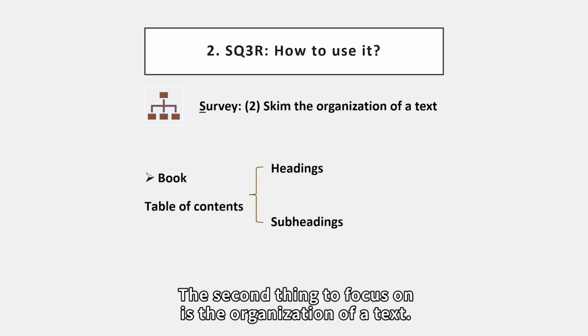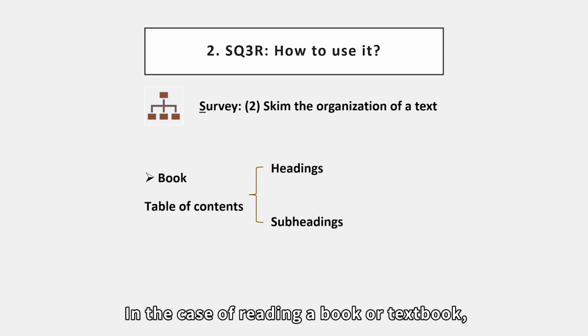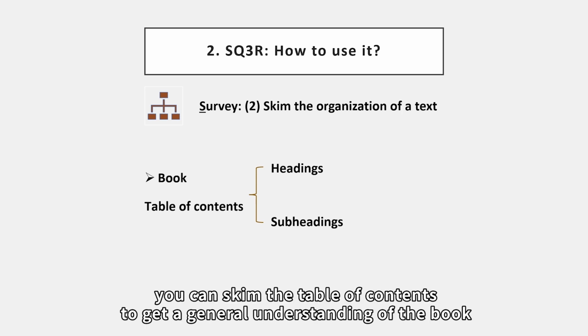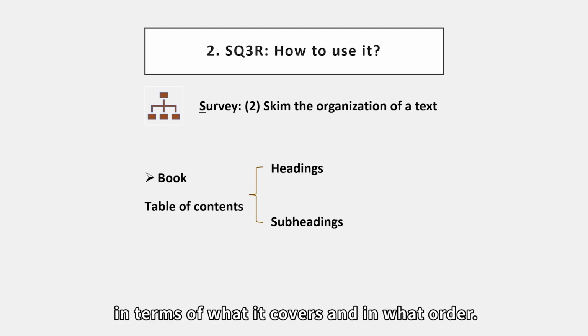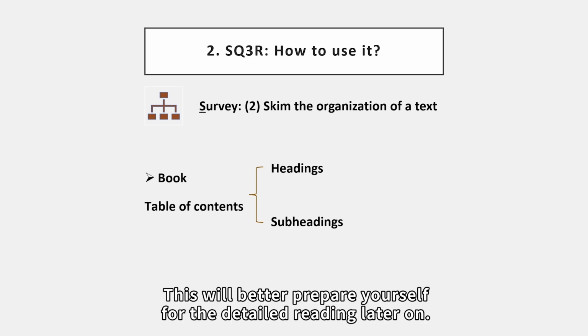The second thing to focus on is the organization of a text. In the case of reading a book or textbook, you can skim the table of contents to get a general understanding of the book in terms of what it covers and in what order. This will better prepare yourself for the detailed reading later on.